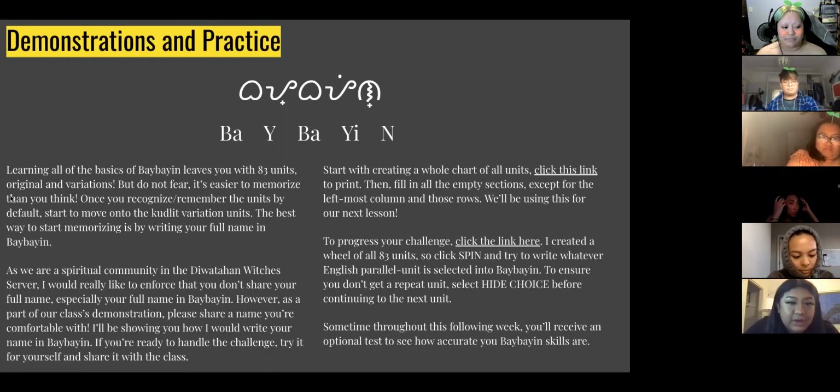And this does include the original letters and the variations, but don't freak out too much. It's easier to memorize than you think. Once you recognize and remember the units by default, then you can start to move on to the kudlit variation units. The best way to start memorizing is by writing your full name in Baybayin. I'll be doing some demonstrations in a moment. You can give me a name, a nickname, or even just a random Tagalog word, and I'll write it in Baybayin for you.